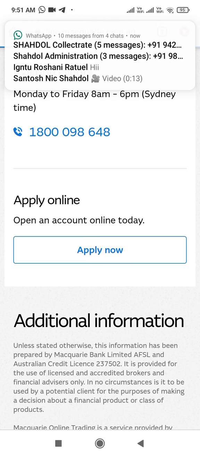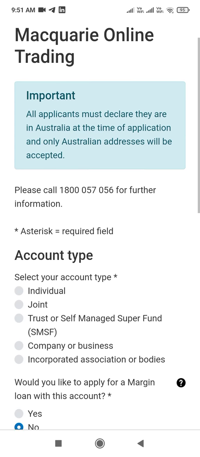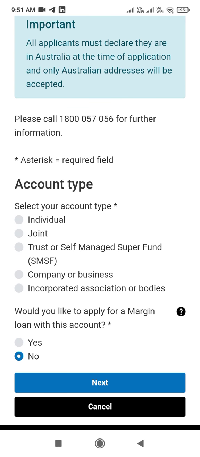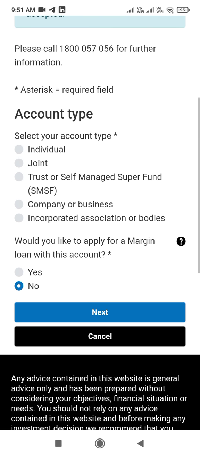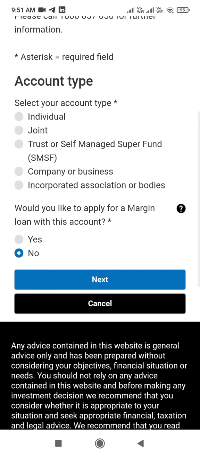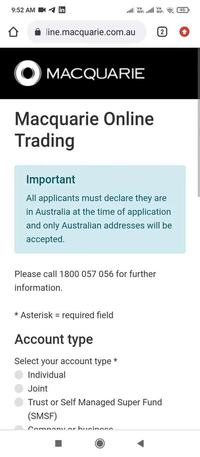What you are going to look at here is that the Macquarie online trading platform form has an asterisk for required fields. It means you first of all have to choose the account type. Here you have to choose individual, joint, trust or self-managed super fund, company or business, incorporated associations or bodies. Would you like to apply for a margin loan with the account? Yes or no. After this you have to choose it and apply for it.